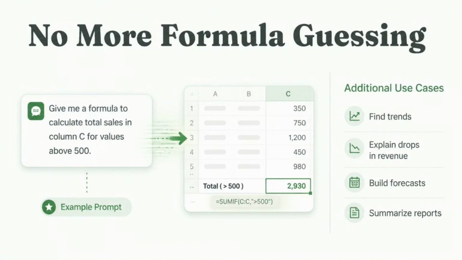Say goodbye to guessing formulas. Simply give ChatGPT a prompt in plain language, like asking for a formula to calculate total sales above a certain value. It provides the formula and also handles use cases like finding trends and building forecasts.